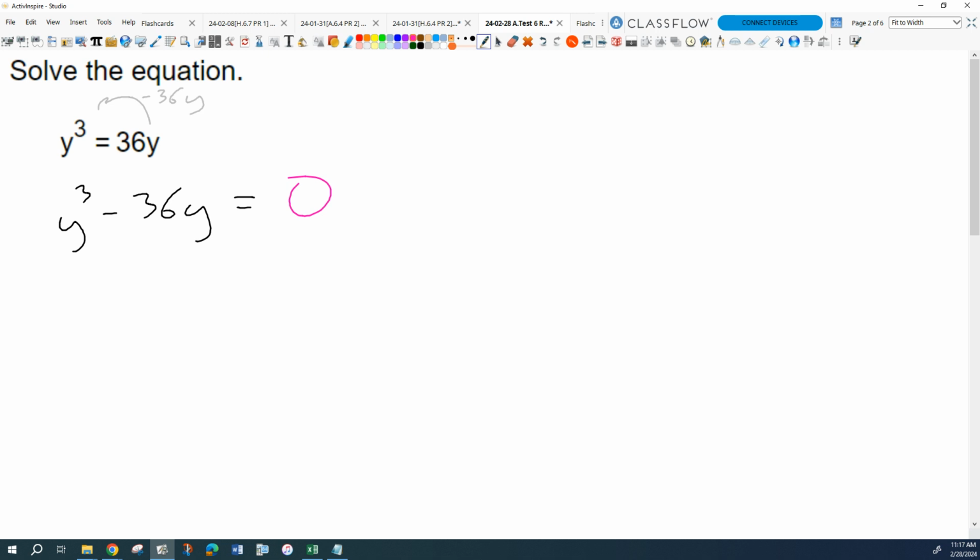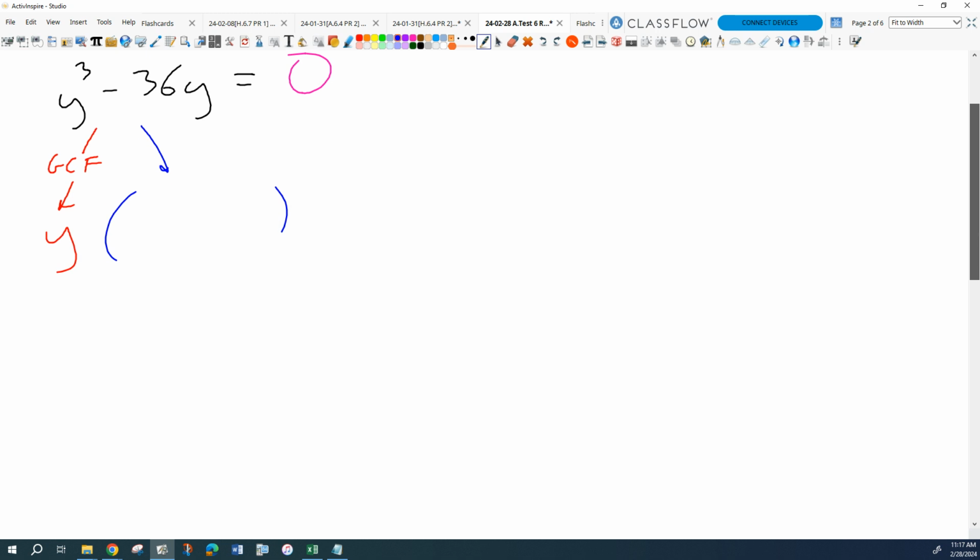What's the next part of the process for solving a polynomial equation? GCF. Okay, and that's a small part of a larger issue, which is we've got to factor everything, right? We've got to factor the polynomial. Everything on the left side now has to get factored. First step is GCF. What is our GCF here? Yeah, we can undistribute a y, and that leaves behind y squared minus 36, and all that stuff is equal to 0.